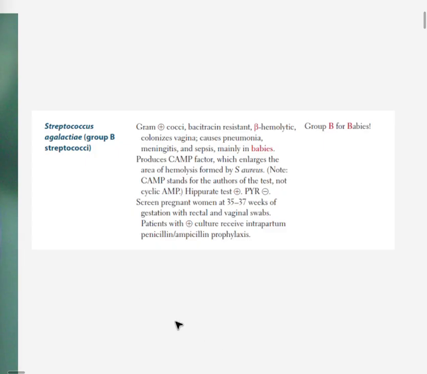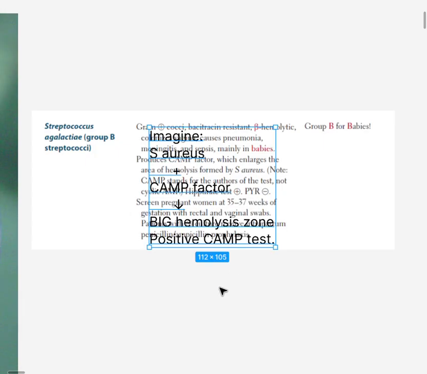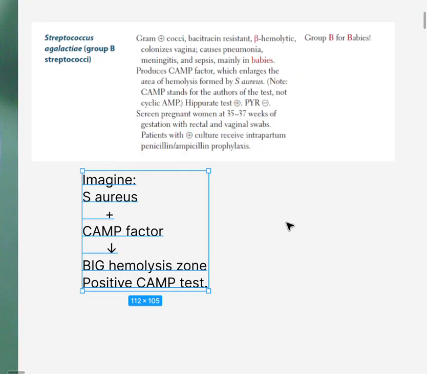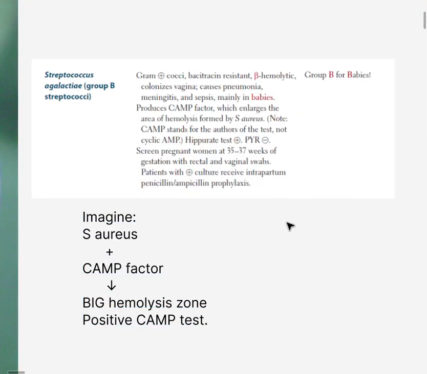So we do the CAMP test to check if Strep agalactiae, the group B streptococcus, is present. You get a really big hemolysis zone when you do this CAMP factor test. And then we can also do the PYR test. We've studied this. The PYR test is negative for group B streptococci, but for group A, the PYR is positive. The bacitracin test also, we have seen that group B streptococci are resistant to it.